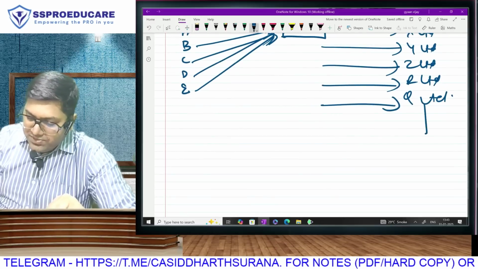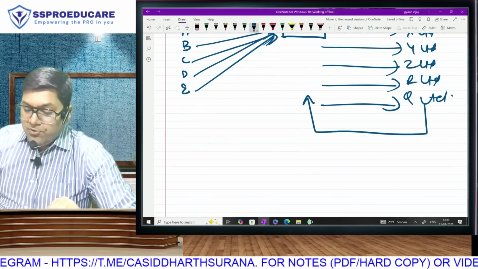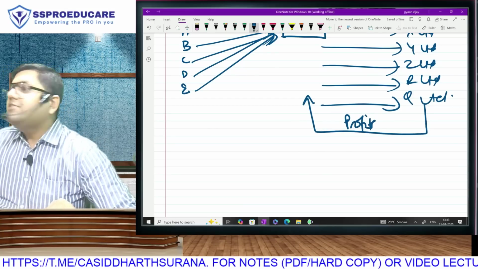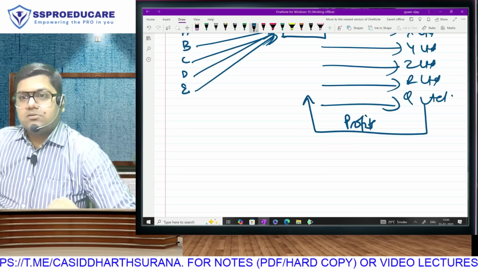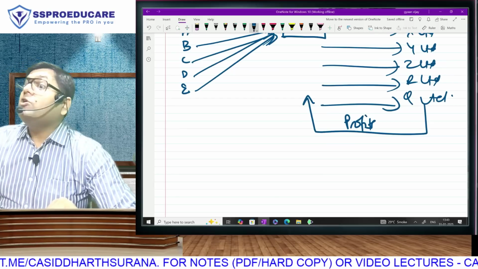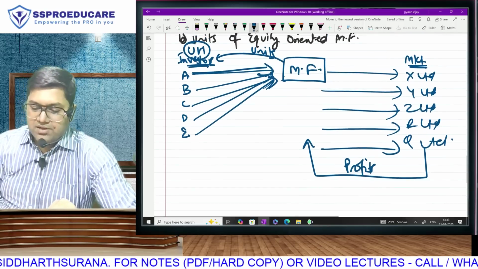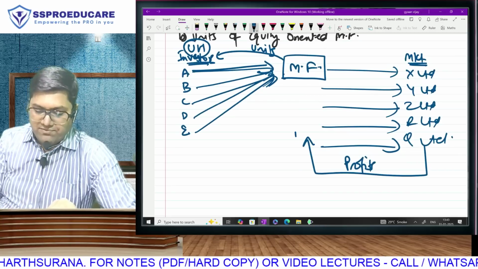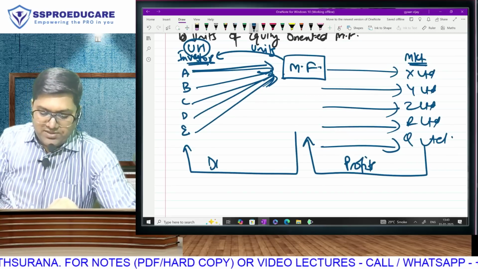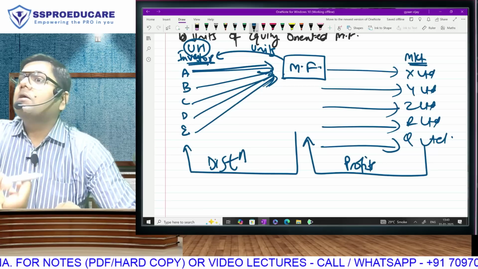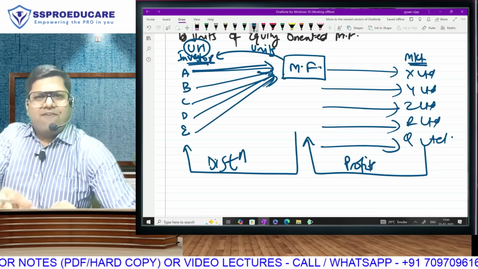From the market, they will be earning their profits. The profits can be earned in the form of dividend if you purchase shares, interest if you purchase debentures, rent if you purchase property, profit on sale of those shares, debentures, property, currency. Who is earning the profits? Mutual fund. And one fine day, the mutual fund will give that profit as distribution to its investors who are unit holders.